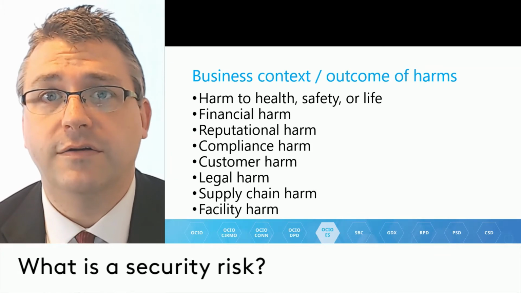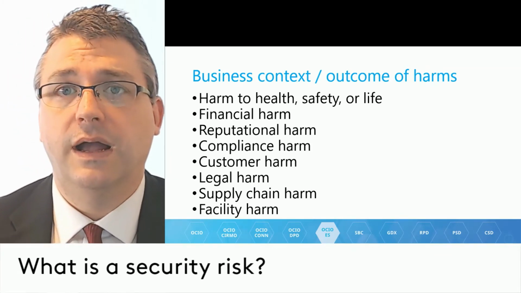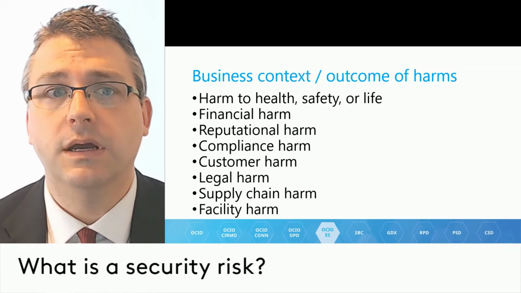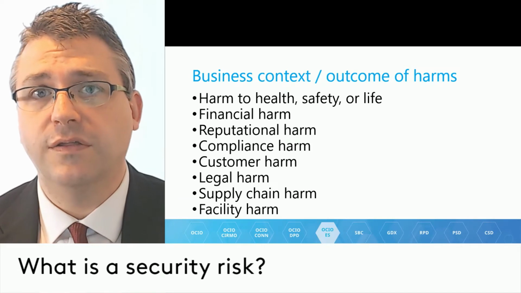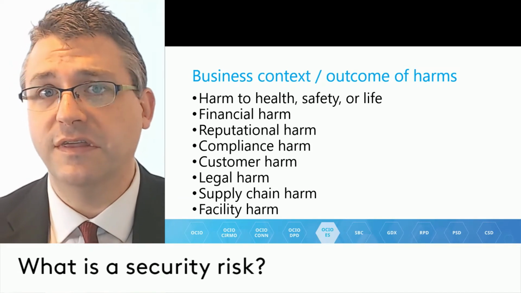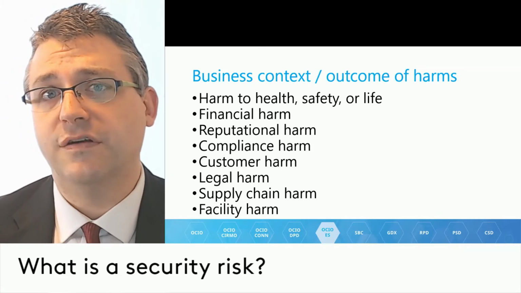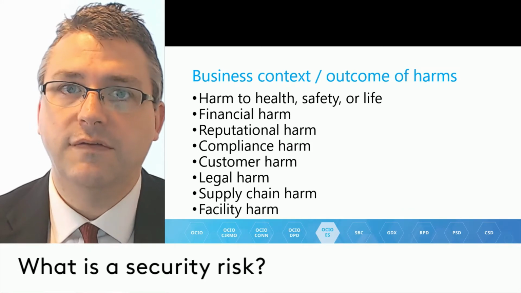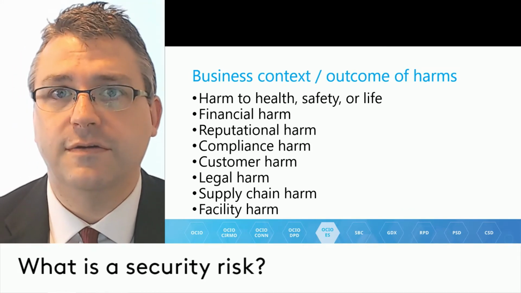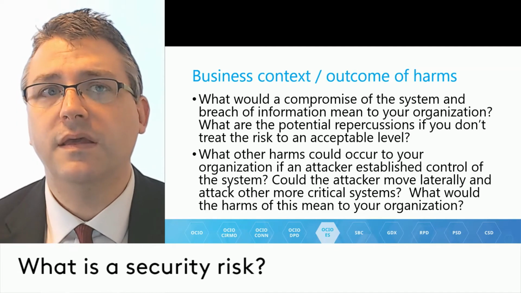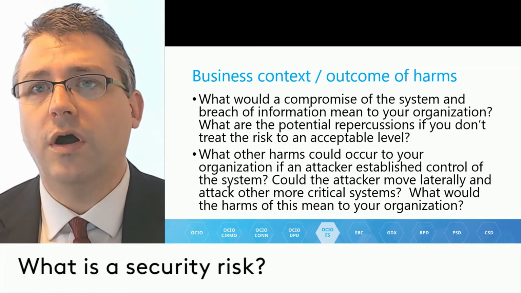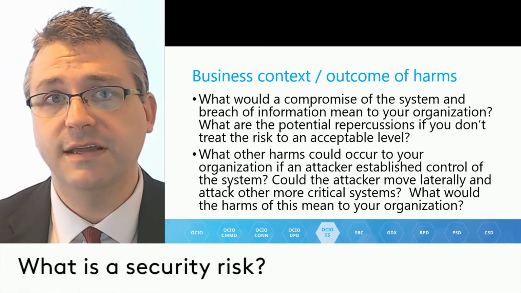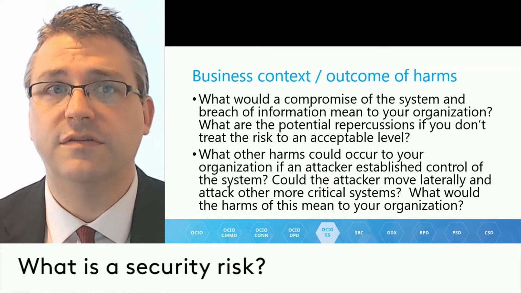If you're a supplier to another organization, a risk to you could actually be a supply chain harm to them. Also, it's potential that you have systems that manage your facilities, that type of thing. So if a harm occurred, maybe your facilities could be impacted. Give some thought to what the risk means to your organization. And would a compromise of the system and a breach of the information mean something significant to your organization? You need to give some thought to what this means to your organization.